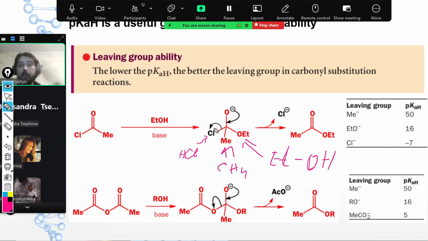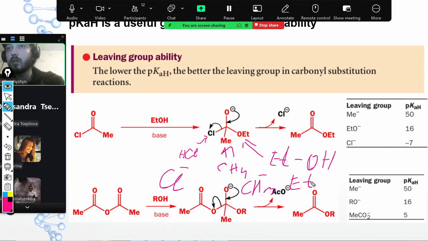Now let's consider if any of these groups is leaving. That's basically what we should get from here: chlorine minus, CH3 minus, or ethanol, well, or ethane O minus. And now how stable are they? This stability can be described in terms of pKa.